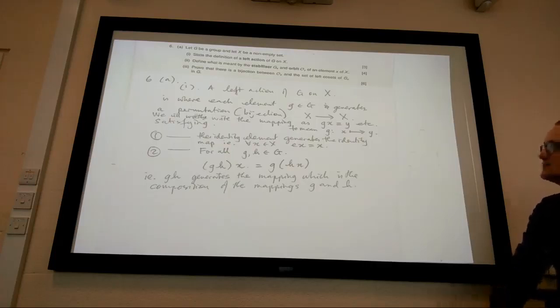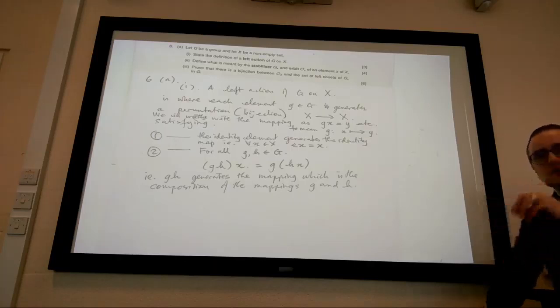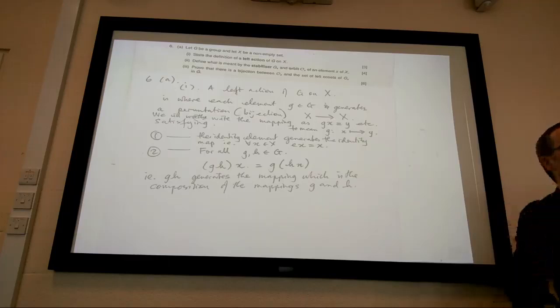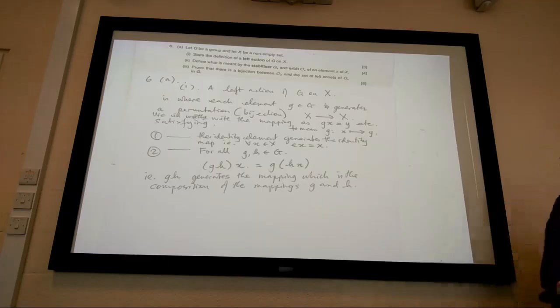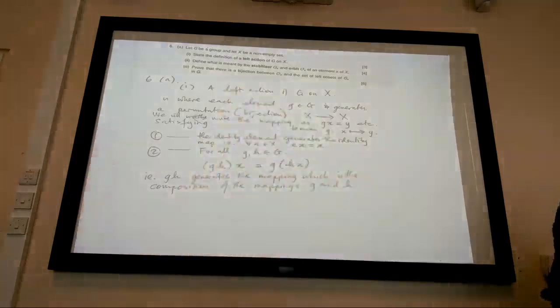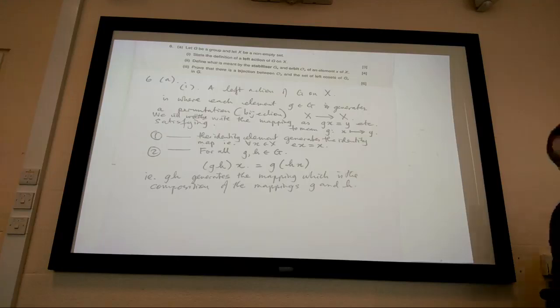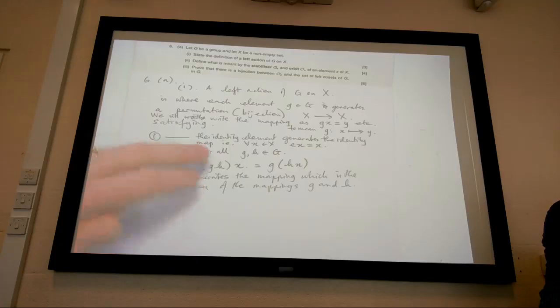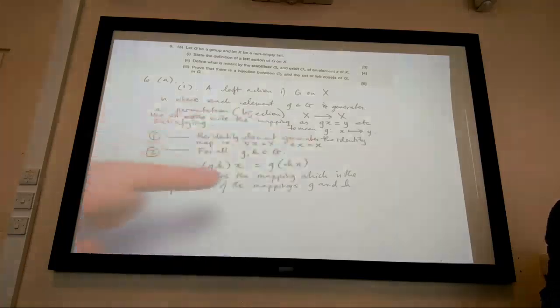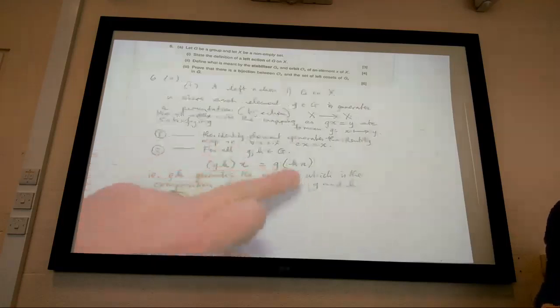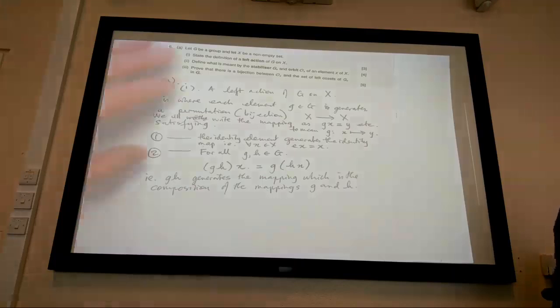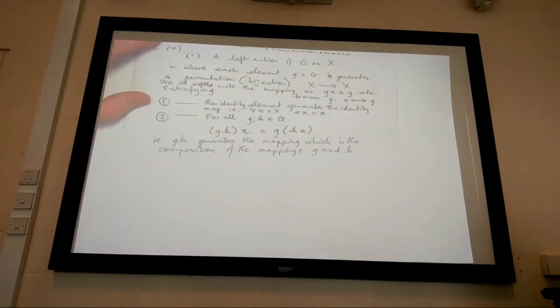Think of it as a way for each group element to move around the elements of X in a certain way, in a permutation. Okay. So I think something like that would attract full marks. It's more or less the book definition. So the key point is it's a way of associating to every element from the group a permutation of the set X in such a way that it respects the group structure, meaning the identity element is the identity map, and the map associated to a product of elements is the composition of the maps associated to each element. So this is what a left action is.